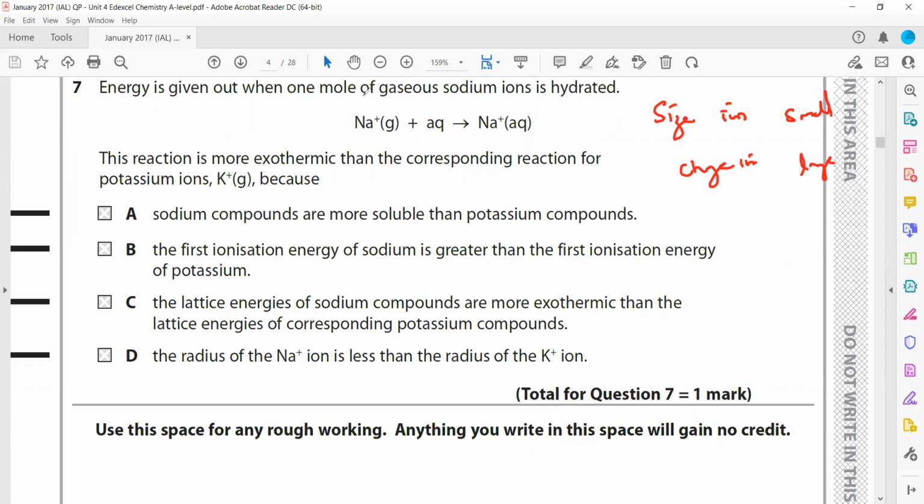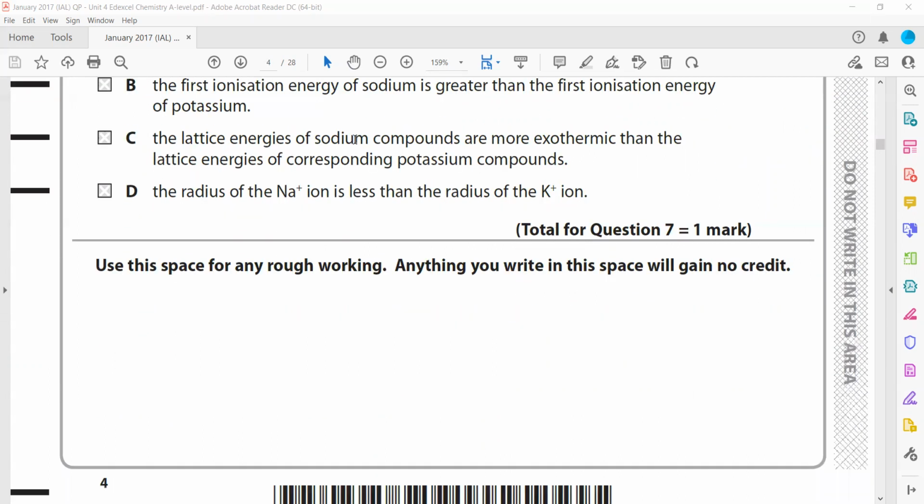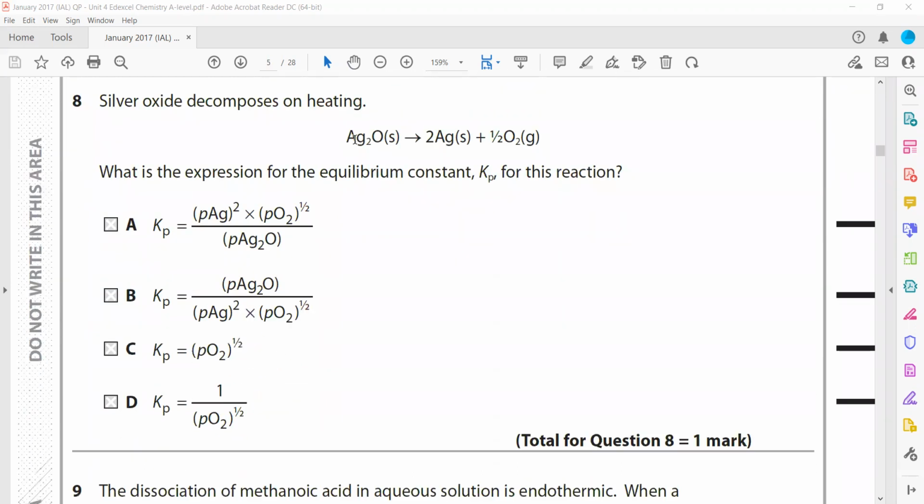So why is hydration of sodium more than potassium? Because sodium has a smaller radius, so it will form a strong bond, and as a result of the strong bond, it will release more energy. That's why the hydration energy will be higher. So as we go down the group, the hydration energy decreases because the size of the positive ion increases.